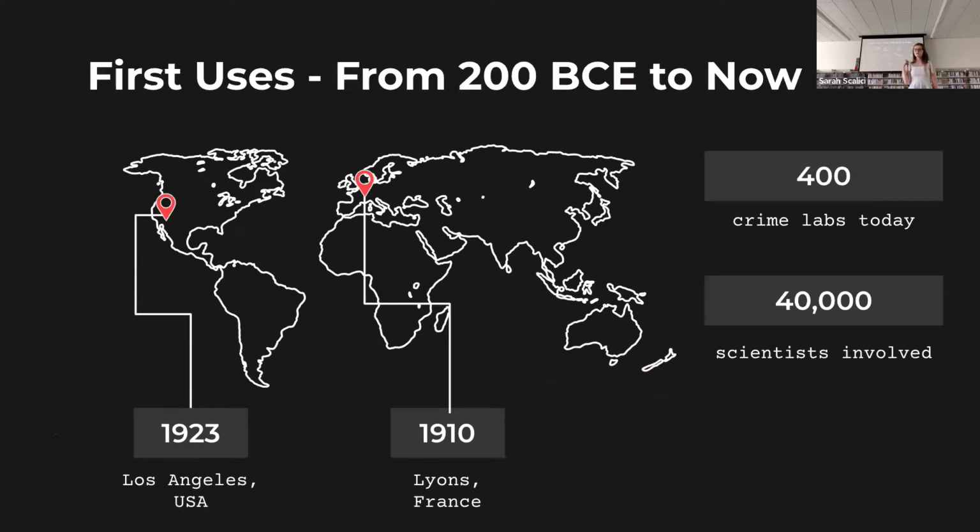And it's been expanding from when it was first used, perhaps in 200 BCE, when Archimedes was able to prove that his king's crown was not real gold because he compared an unknown to a known. He took the crown and some real gold, compared the densities, and found out that it was not real. The person who put this science to actual use was Dr. Edmund Locard, who was given his own crime scene investigation laboratory in 1910 by the Lyons, France Police Department. And in 1923, the US got our own crime lab in Los Angeles. Now we have over 400 crime labs in the US today, and over 40,000 people involved.